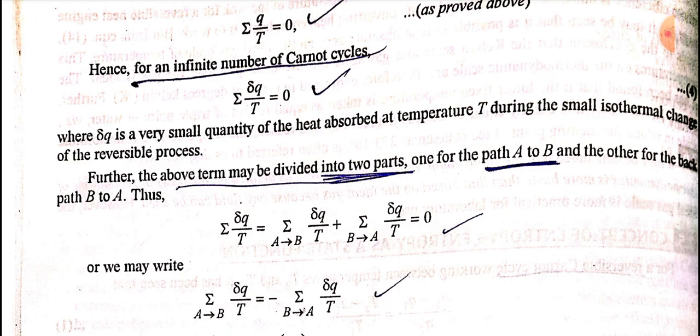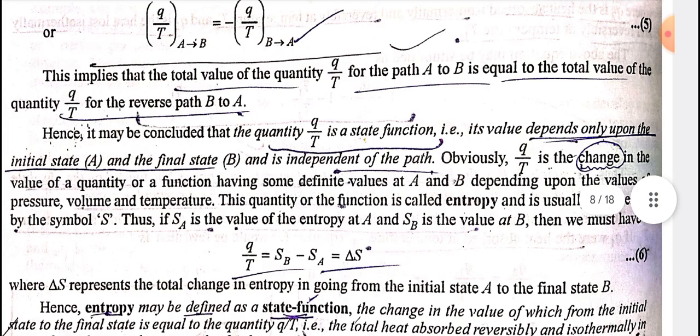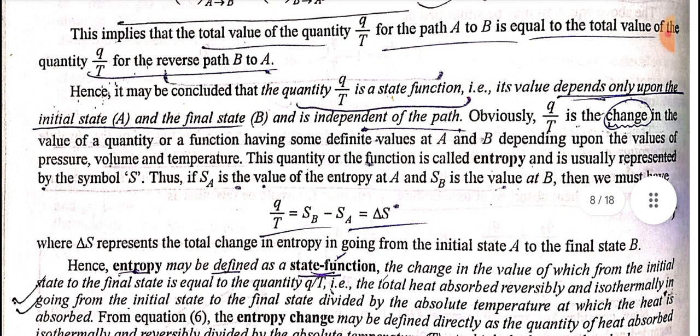Therefore, integration of dq/T is equal to integration A to B of dq/T plus integration B to A of dq/T is equal to 0. Or we may write dq/T given A to B is equal to minus dq/T B to A. This implies that the total value of the quantity dq/T for the path A to B is equal to the total value of this quantity same dq/T for the reverse path B to A.